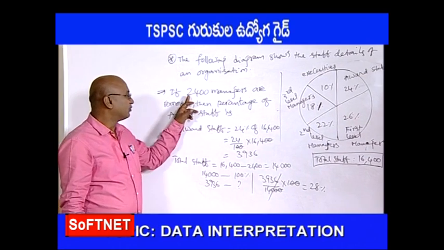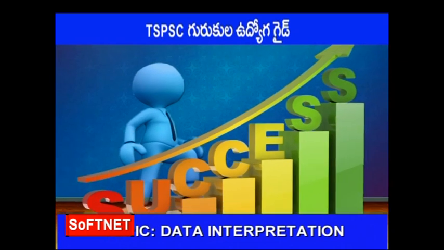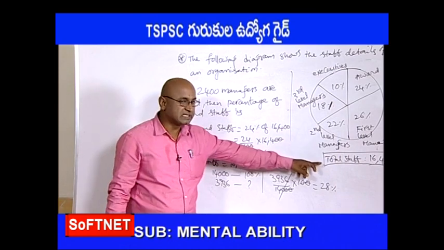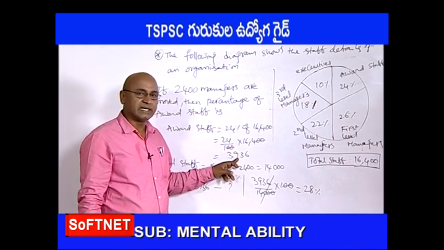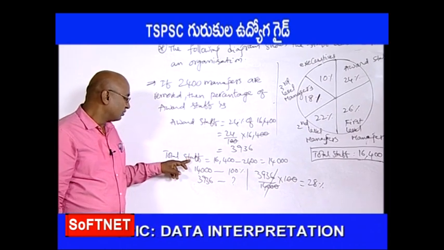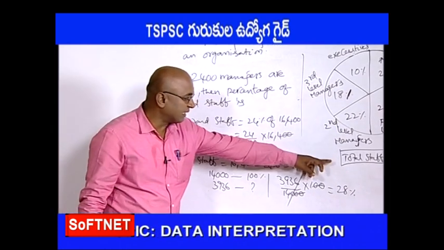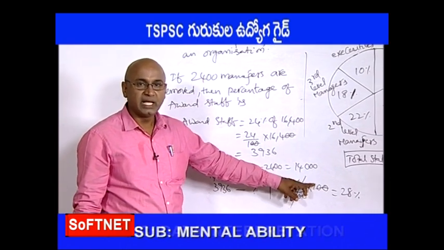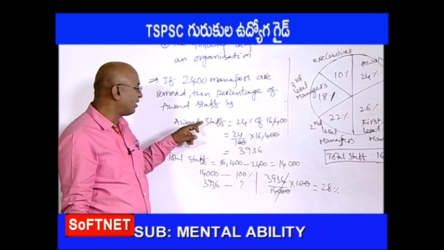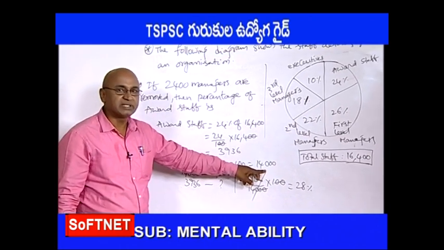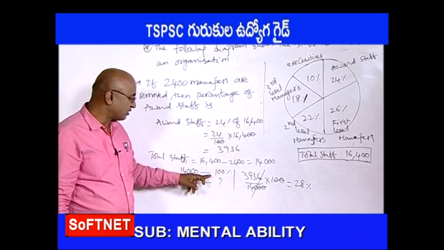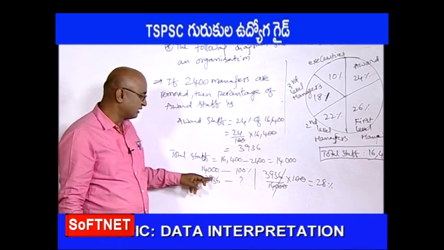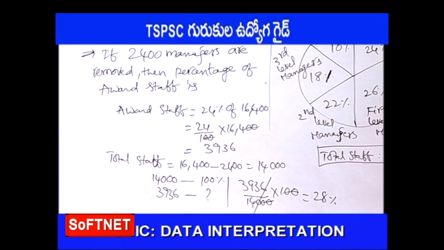What is the problem? If 2,400 managers are removed from the services, what is the percentage of the award staff? First of all, award staff is 24% of 16,400, that is equal to 3,936. Now the total staff is 16,400 minus the removed persons 2,400, which gives you 14,000. Now we have to find the percentage of the award staff in the total staff of 14,000. Suppose 14,000 is equal to 100%, then 3,936 is how much? It is 3,936 by 14,000 into 100, which will give you 28%.